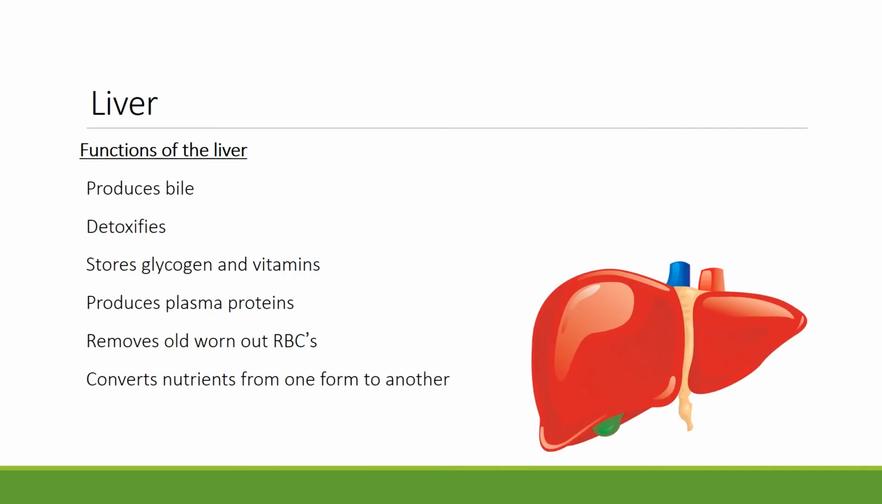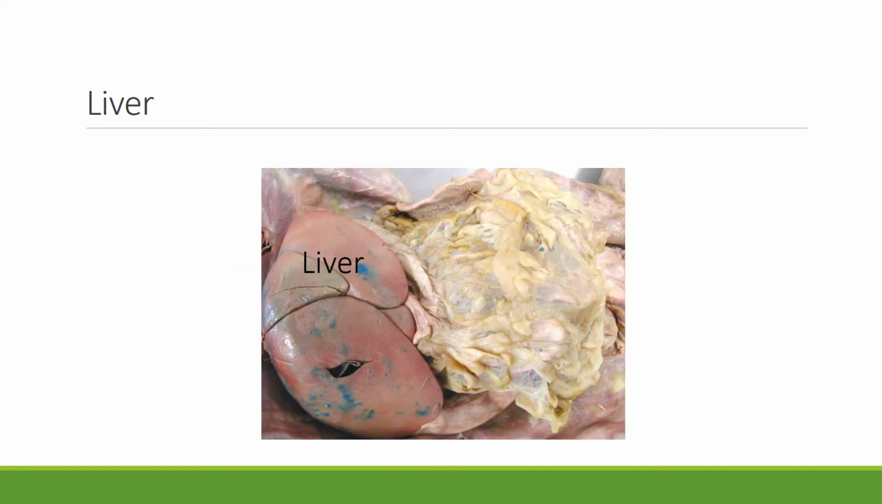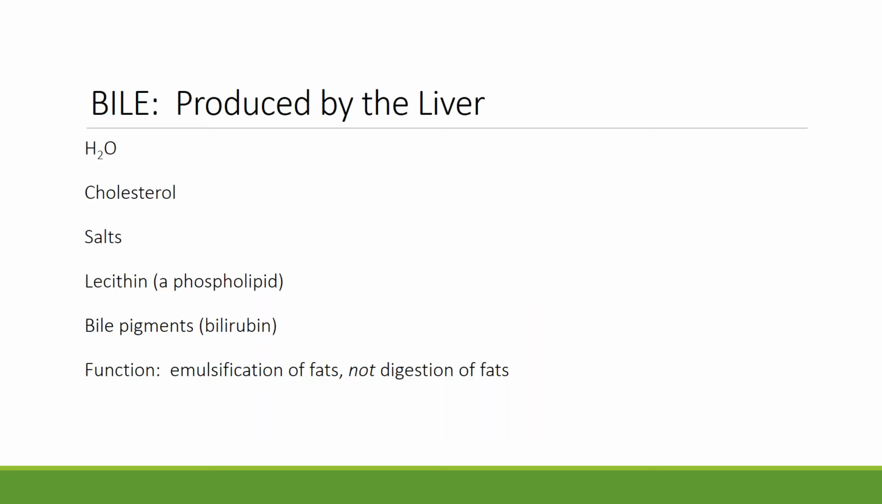The liver is another accessory organ, and it produces bile, it detoxifies, it stores glycogen and vitamins, it produces plasma proteins, it removes old worn-out red blood cells, and it converts nutrients from one form to another. Here is a macroscopic view of the lobes of the liver. The liver produces bile, which is composed of water, cholesterol, salts, lecithin, which is a phospholipid, and biopigments like bilirubin.